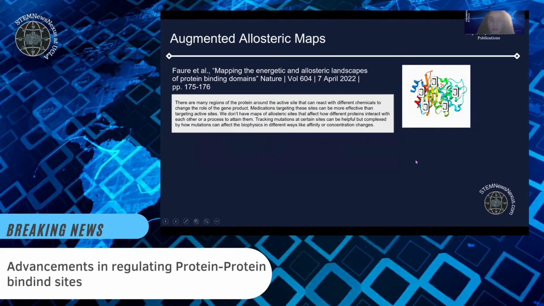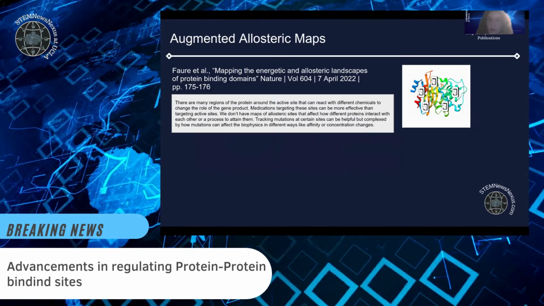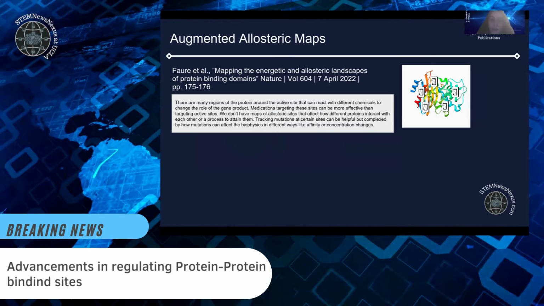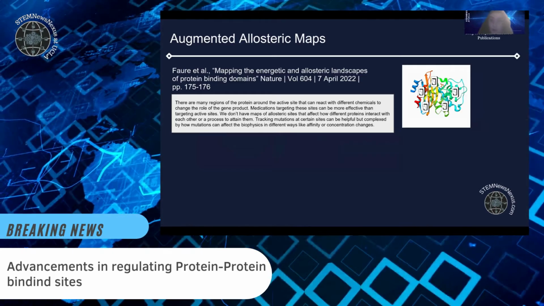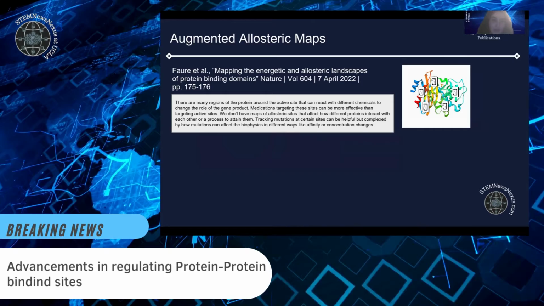So we don't have maps of these allosteric sites that affect the protein interaction, and tracking mutations of these sites can be helpful to ascertain the function of these sites around the protein binding domain, or the protein-dependent switch, if you will, excuse me.